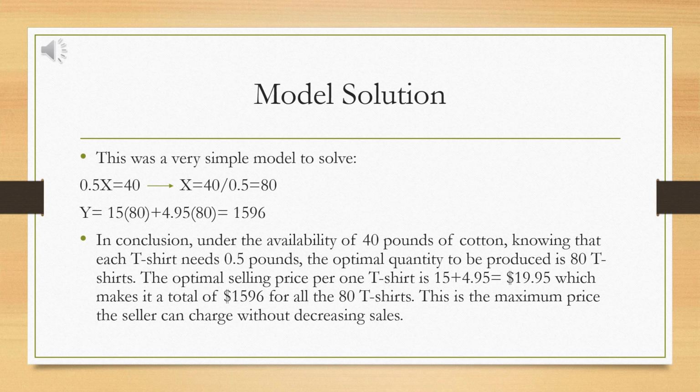The optimal selling price per one t-shirt is 15 plus 4.95, which is $19.95, which makes it a total of $1,596 for all the 80 t-shirts. This is the maximum price the seller can charge without decreasing sales.